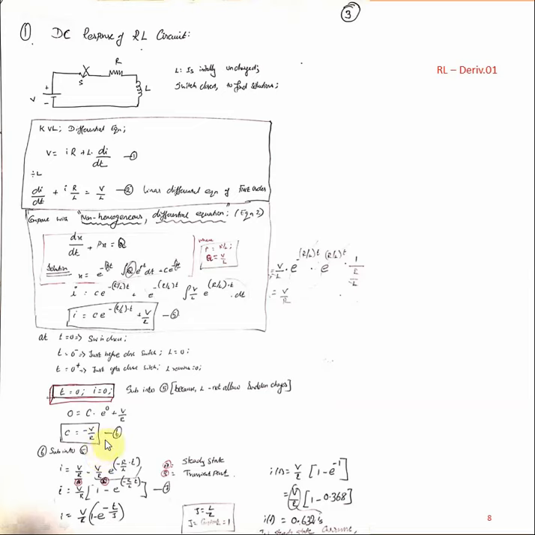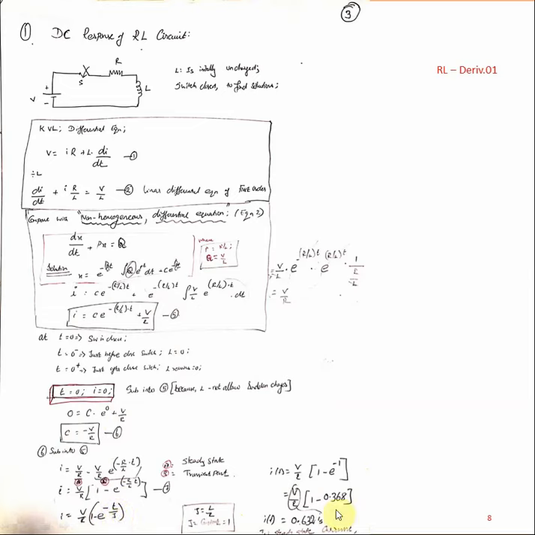After getting equation number 6, substitute c into equation number 5. Once I substitute and simplify, this is the equation I am getting: i equals V by R, open bracket, 1 minus e power minus t by tau. It's a constant. So what is the t value? t by tau is a constant.